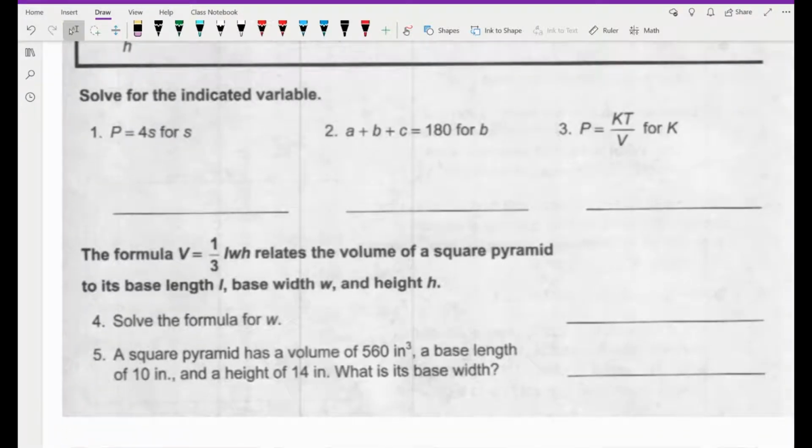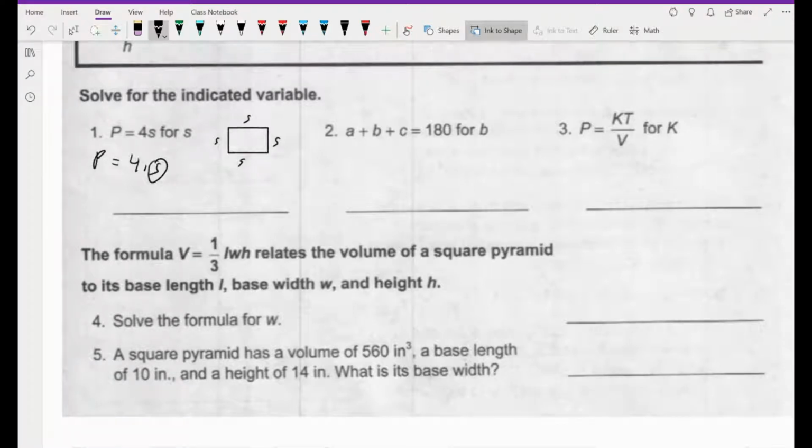Number 1. P equals 4 times S. Now, this is the equation to find the perimeter of a square. We took all 4 sides. We could figure out the perimeter by just doing 4 times S. In this problem, it's asking us to solve for the variable S.